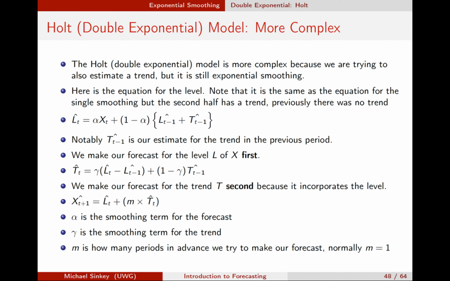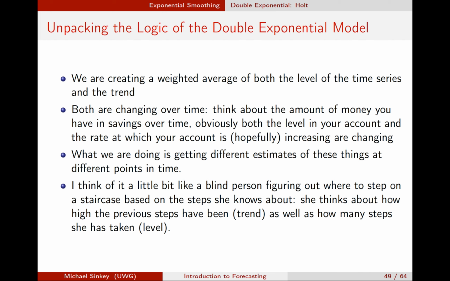I take the level and I add m times the trend. m is how many periods in advance we try to make our forecast. Normally it's just one period. So I make my forecast based on adding the level and the trend. And so what we're doing is we're creating an average of both the level of the time series and the trend. They both change over time.